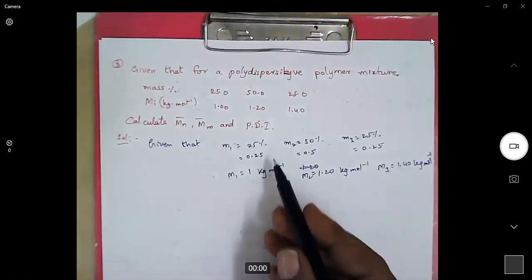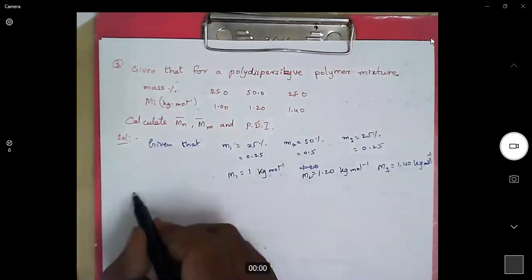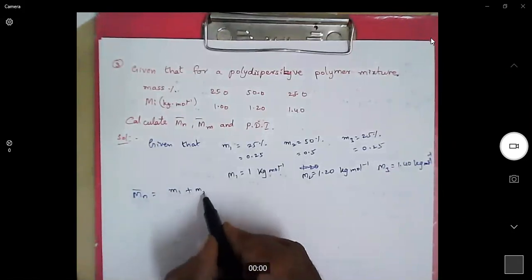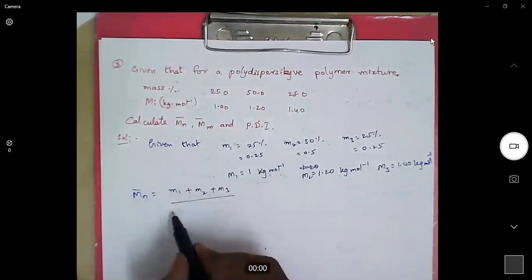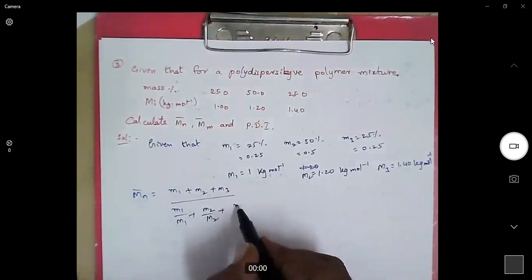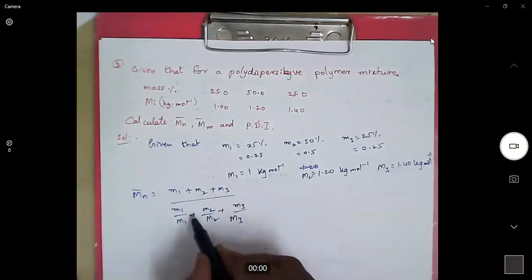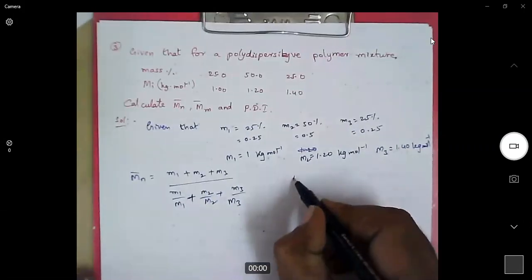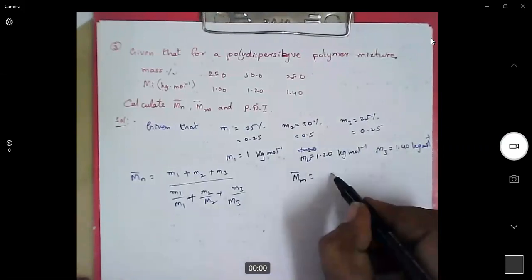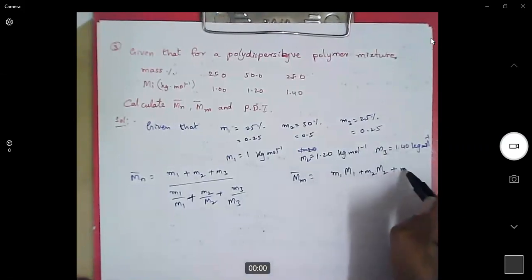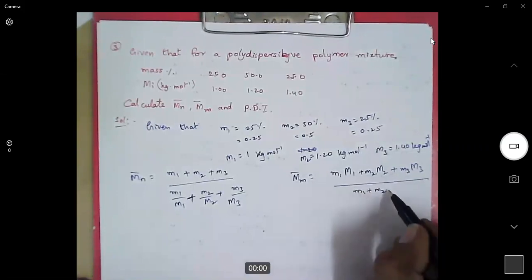Of course, masses and molecular weights are given, so we can easily calculate Mn bar. What is the formula for Mn bar? m1 plus m2 plus m3 by m1 by capital M1 plus m2 by capital M2 plus m3 by capital M3. We derived this formula in the previous problem. What is Mw bar? Mw bar is m1 M1 plus m2 M2 plus m3 M3 by m1 plus m2 plus m3.